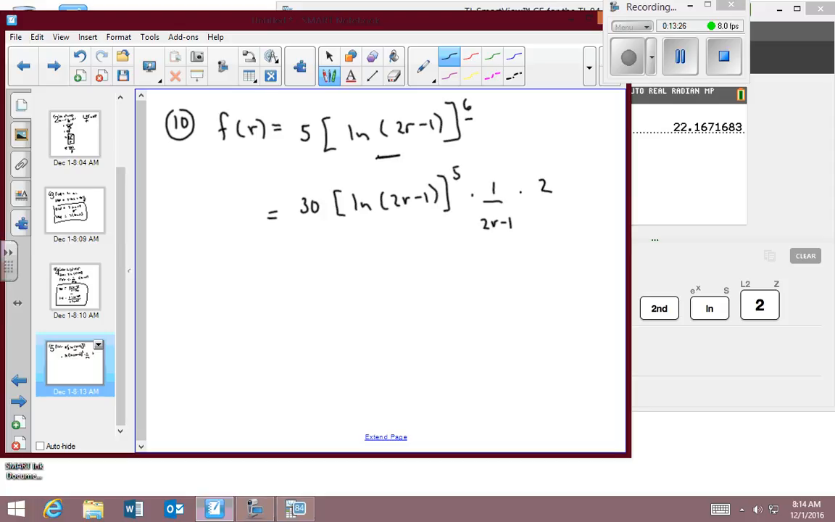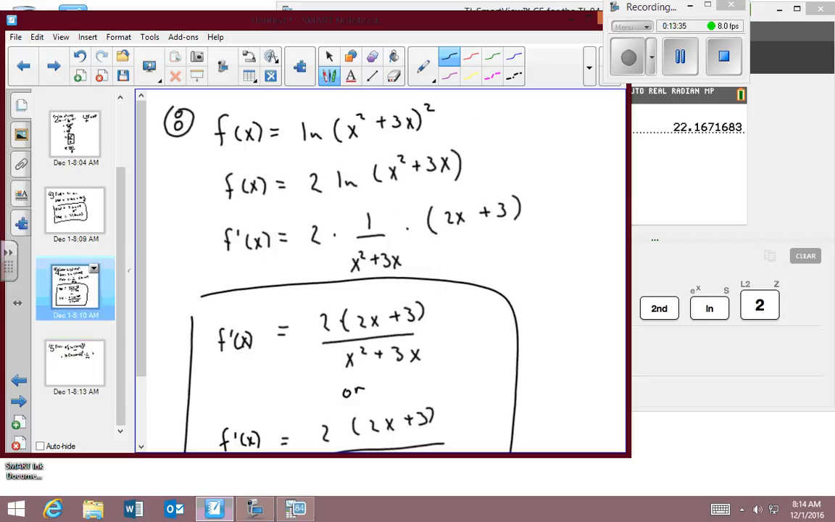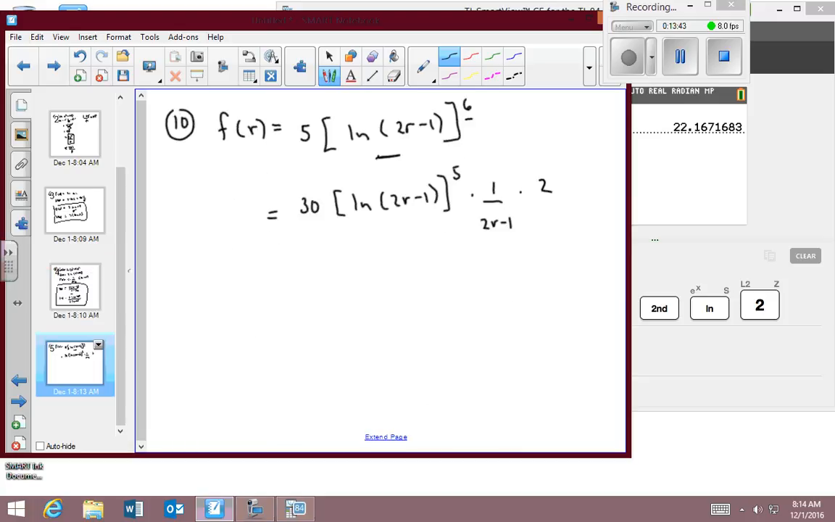Does that make sense? You see how that power of 6 is different from this power of 2. This power of 2, then the rule of logs applies. But here, the rule of logs doesn't apply. If that square bracket wasn't there and that 6 was out front, you'd take the 6 out in front and have 30 ln of 2r, and that's what you'd be differentiating.